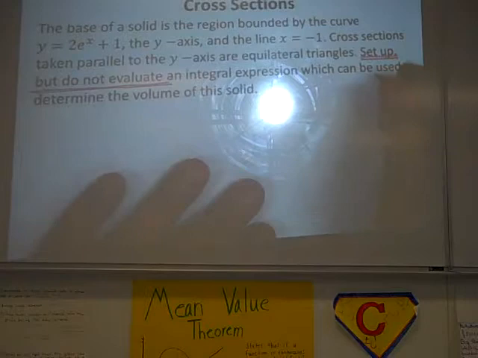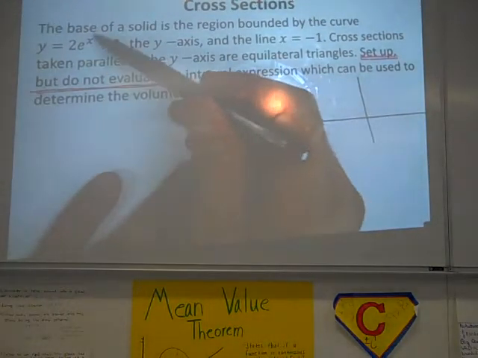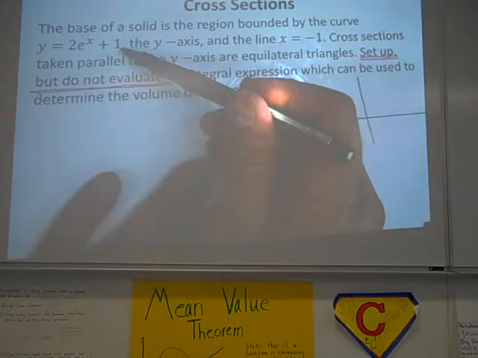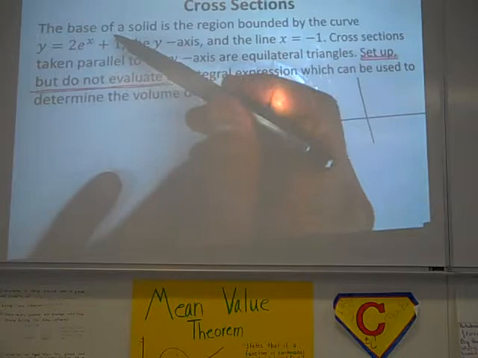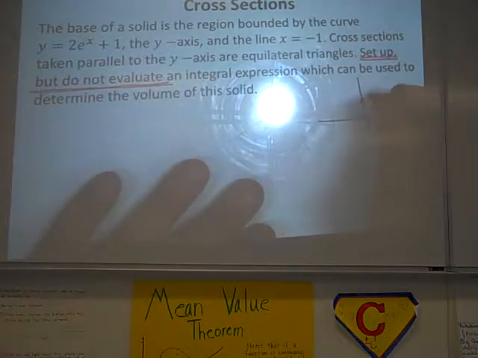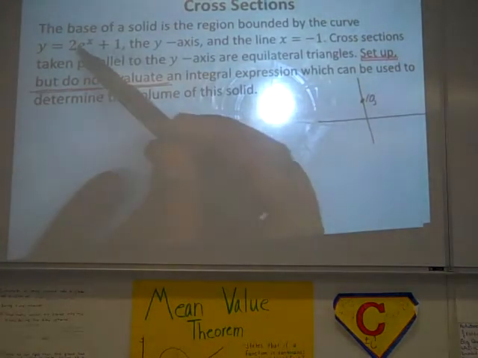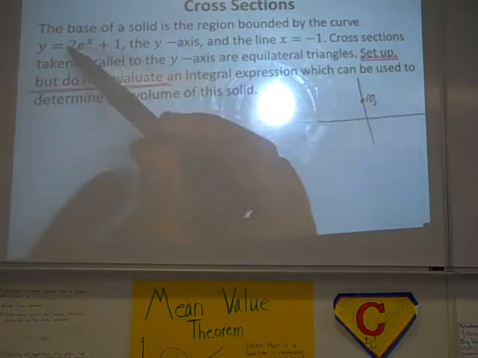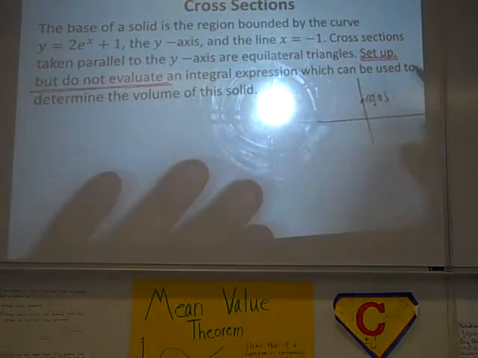So let's start with the region. 2e to the x plus 1 is an exponential curve. We've stretched it by a factor of 2. We've moved it up one space. So normally what I do, just to make sure, if x is equal to 0, what happens? E to the 0 is 1, times 2 is 2, plus 1 is 3. This passes through the point (0, 3).